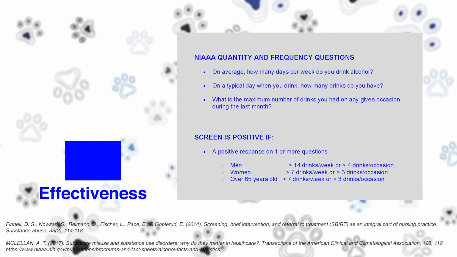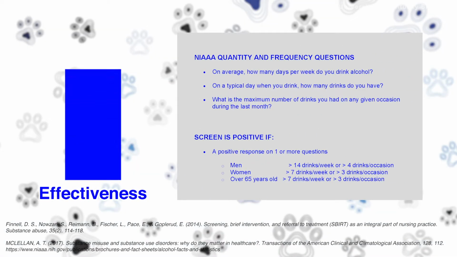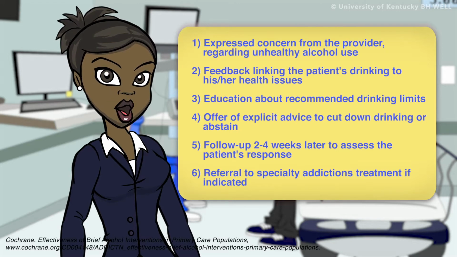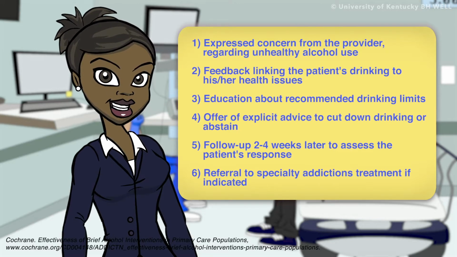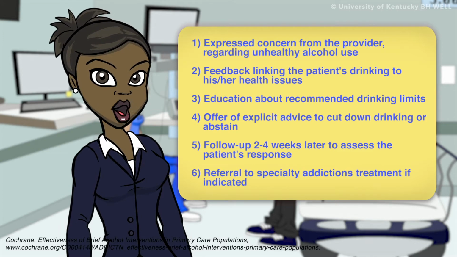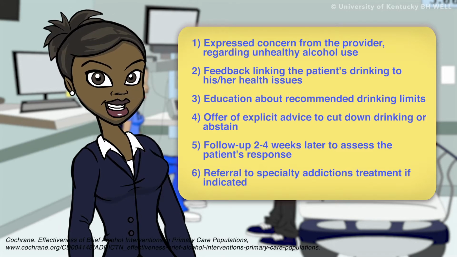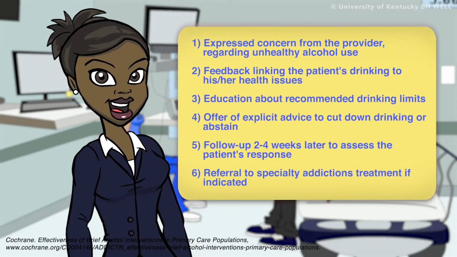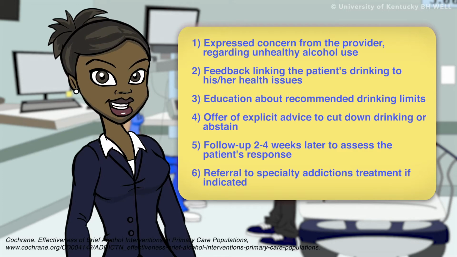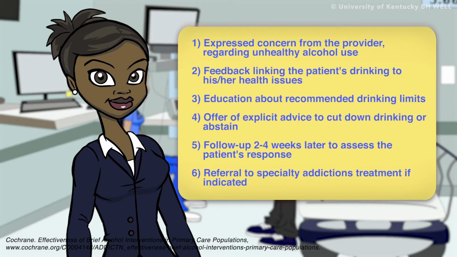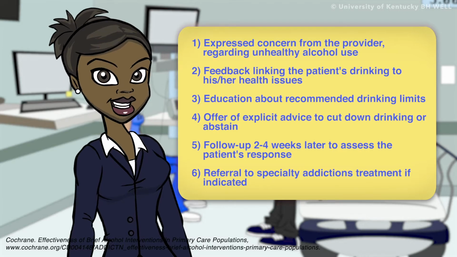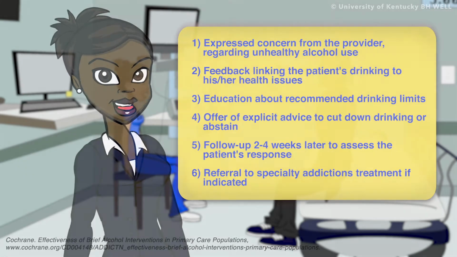The use of SBIRT has been shown to be an effective method to address substance use in patients when delivered by a qualified healthcare professional. The most common components of brief intervention/counseling that have been shown to decrease drinking are: 1. Express concern from the provider regarding unhealthy alcohol use. 2. Feedback linking the patient's drinking to his or her health issues. 3. Education about recommended drinking limits. 4. Offer of explicit advice to cut down drinking or abstain. 5. Follow up 2 to 4 weeks later to assess the patient's response. And 6. Referral to specialty addictions treatment if indicated.